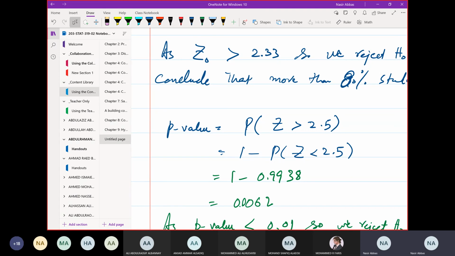This is the end of your chapter 9. These are the 3 topics in chapter 9. Testing the population mean when sigma is known, you use z-test. Testing the population mean when sigma is unknown, you use the t-test. And testing the proportion, you again use z-test.